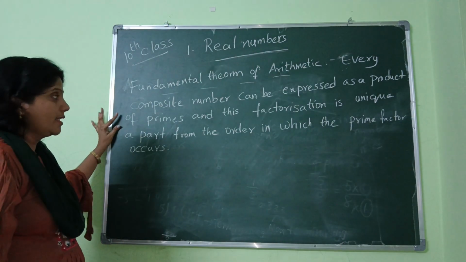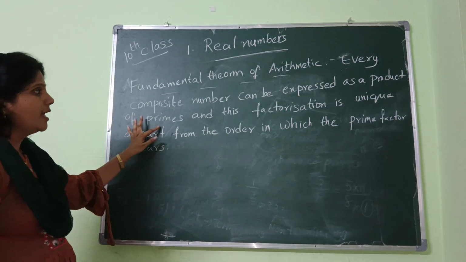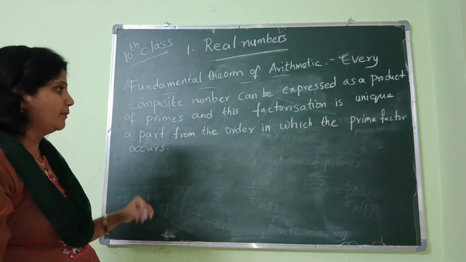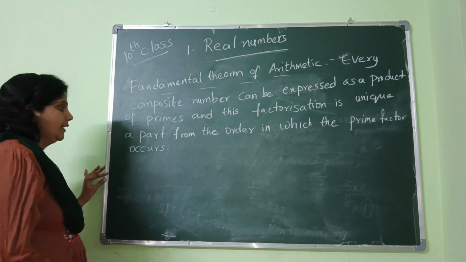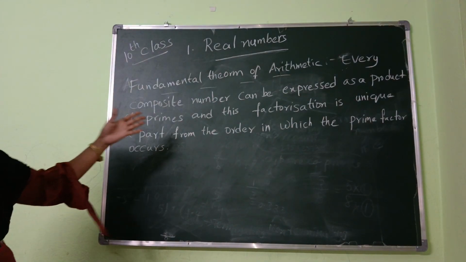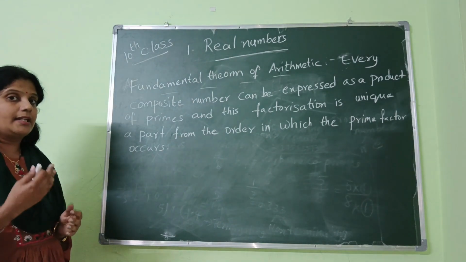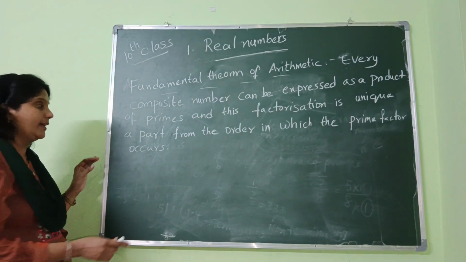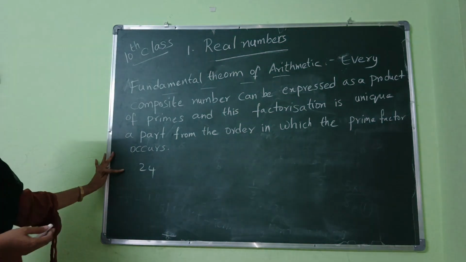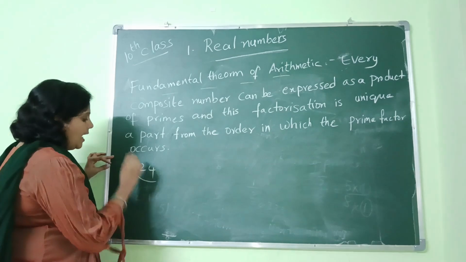So what is given? Every composite number can be expressed as a product of primes, and this factorization is unique apart from the order in which the prime factors occur. Okay, so let us break this theorem. Every composite number. What is meant by a composite number? It is a number that has more than two factors. So let us take a number as 24. Let us write this number as a product of primes.